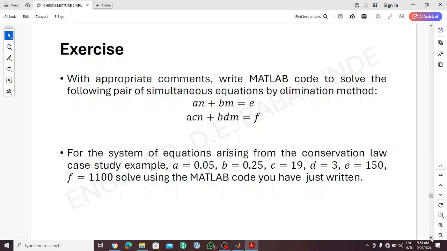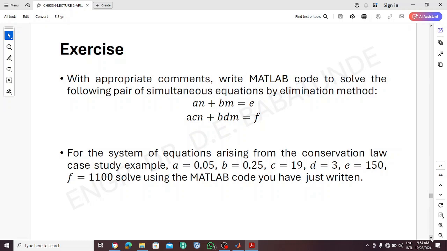letters, variables. You said you want to make n the subject. So you now look at the equation. So n equals e minus bm over n. You write it as a comment. Why are you going to write it as a comment? Because you have not provided values for any of those variables. Okay, but it's the right step.